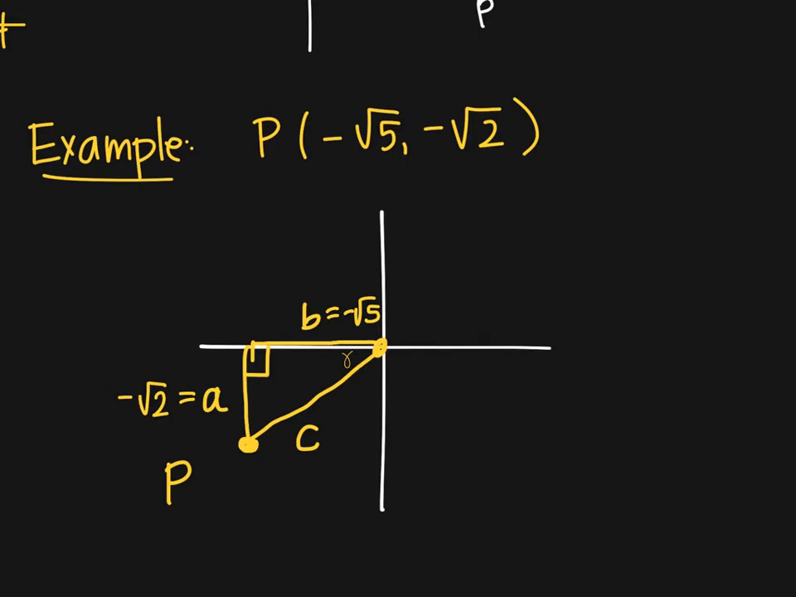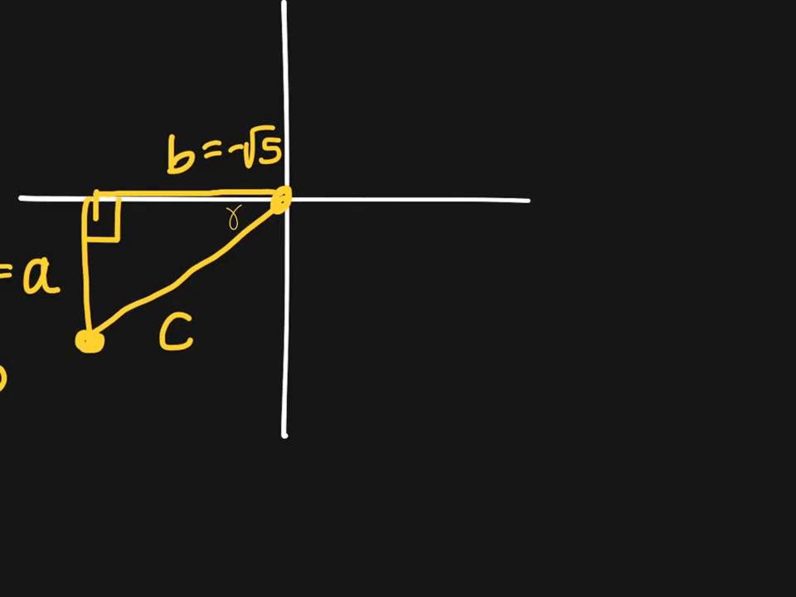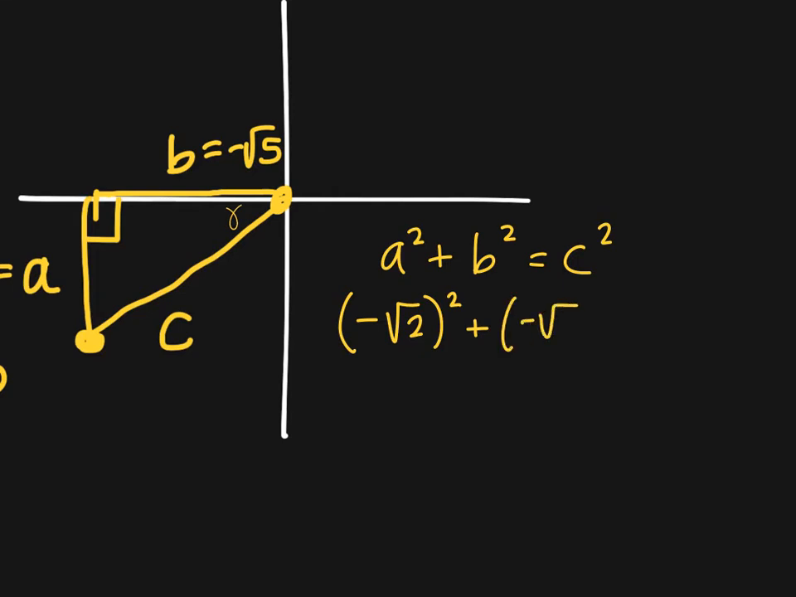So we can use the Pythagorean theorem to figure that out. So we're going to use a squared plus b squared equals c squared. When you square numbers that are negative, please be super careful that you use parentheses. It is negative rad 2 squared. And then it is parentheses negative rad 5 squared when you're figuring that out.